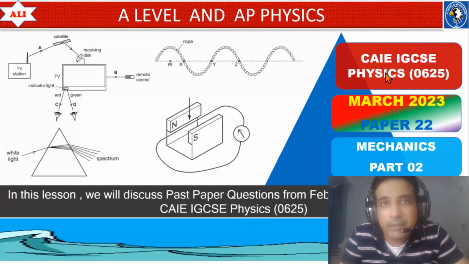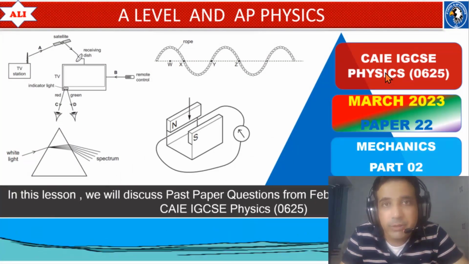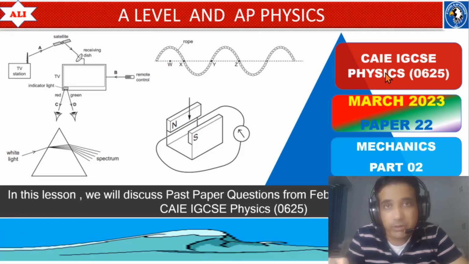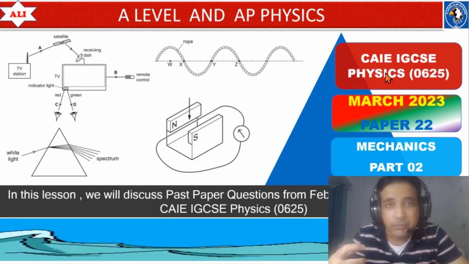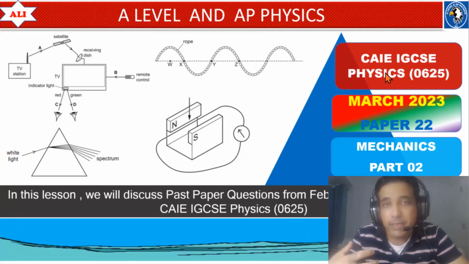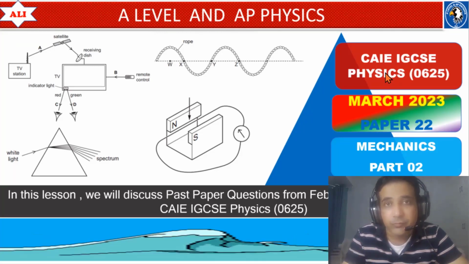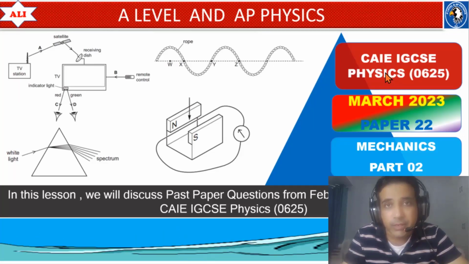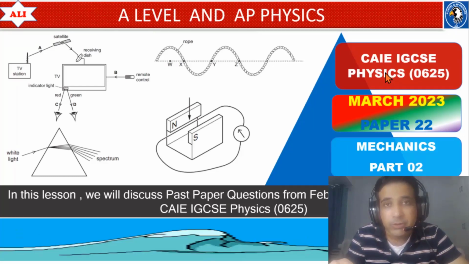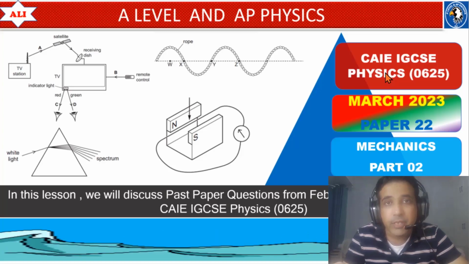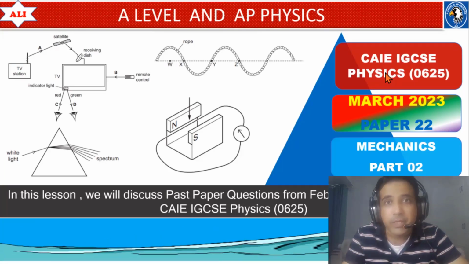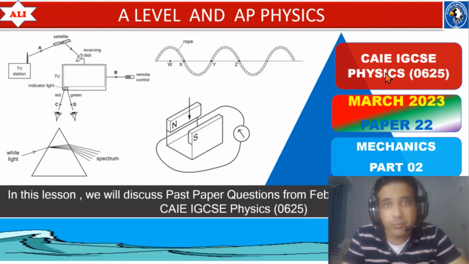Welcome to A-Level and AP Physics. In today's lesson, we will discuss past paper questions from March 2023, paper 2, variant 2. As always, we will discuss these questions in detail so you can improve your conceptual understanding of these topics and also have better understanding of these questions. In the last video, we discussed question 1 to question 10, and in today's lesson, we will start from question number 11 and we will try to finish all the remaining questions from this paper. Let's study together, let's improve together.